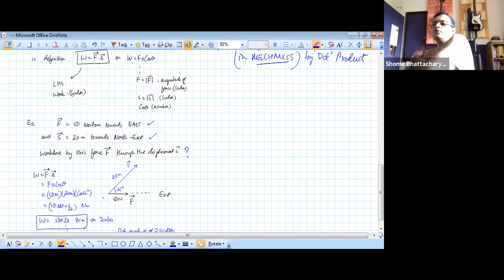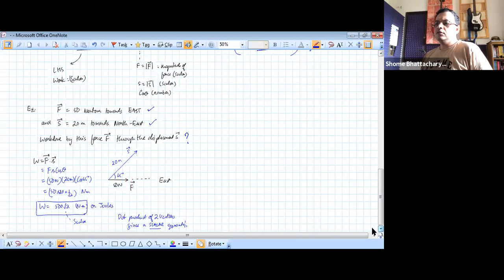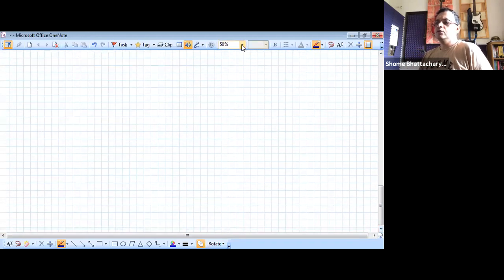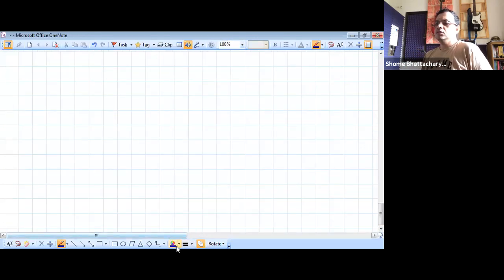So if we want to calculate work done by dot product method, we should know all this information. We should know the magnitude of the force and displacement, and we should know the angle between them. Without the three informations, we cannot calculate the work done. Okay, next point, we'll understand about the scalar product operation.